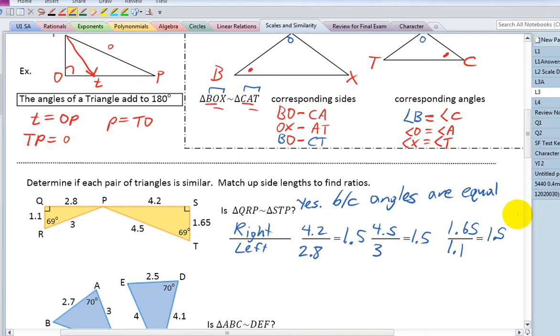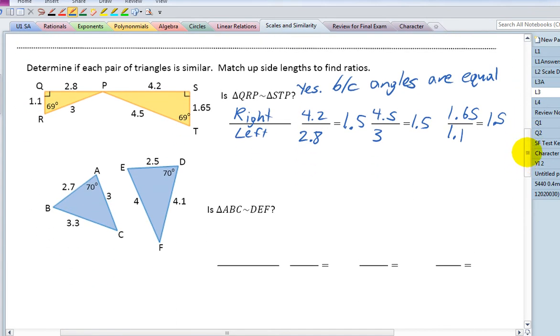So when we divide all the sides, we get the same number. So what we're saying here, or what this is showing us, is that corresponding sides are in equal ratios, or have equal ratios. Okay. Let's look at the next example.